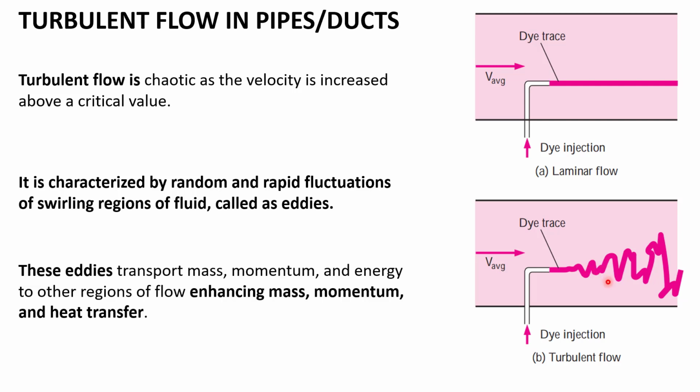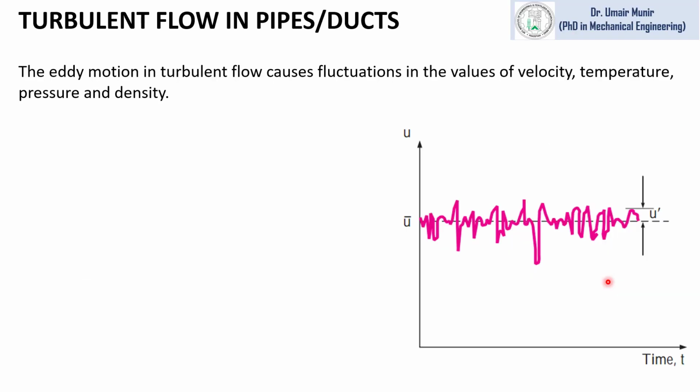These eddies transport mass, momentum, and energy to other regions of flow, enhancing mass, momentum, and heat transfer. So we can say that the mass transfer, heat transfer, and momentum transfer are enhanced in turbulent flows. In turbulent flow, the eddy motion causes fluctuation in the values of velocity, temperature, pressure, and density.